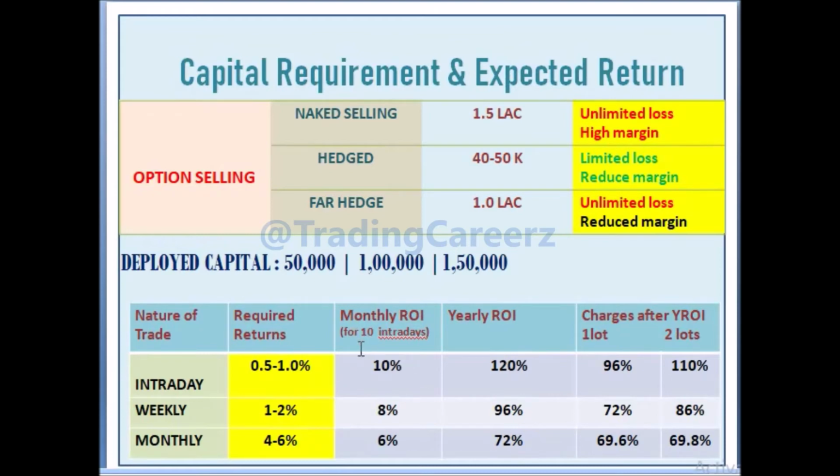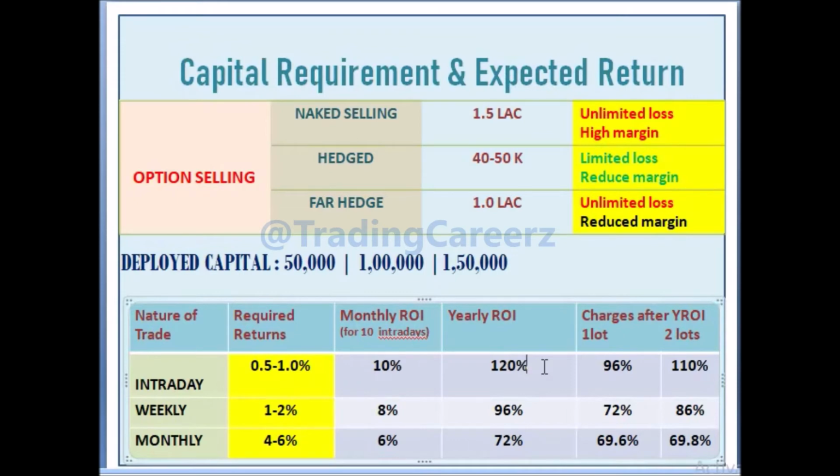I am calculating only 10 days for intraday. Actually trading days is 21 days, so maybe 1-2 hours leave for holidays. Then out of 20 days I am only calculating 10 days. 10 days will be 10% returns monthly, and yearly 120% is the profit.